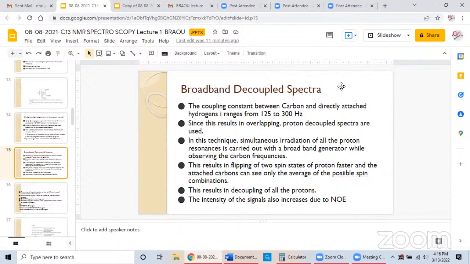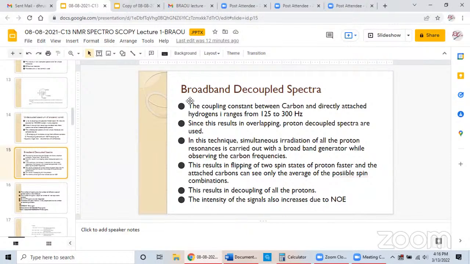Attached protons and protons that are a little bit nearer, so it can see different energy states, which results in coupling, which results in different frequencies, and that is why it gives different signals. But here, we are using a broadband of radio frequency, which consists of all the radio frequencies corresponding to all the possible protons that may be present in the molecule. So all the protons present in the given organic molecule are excited.